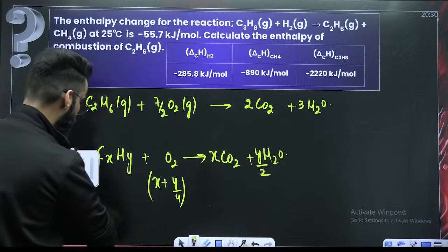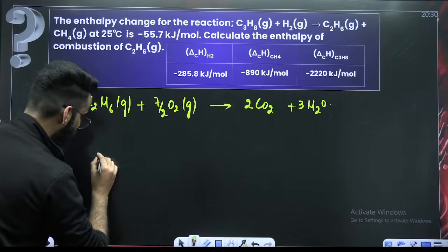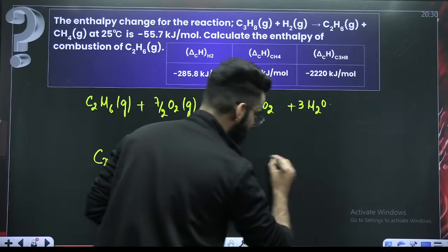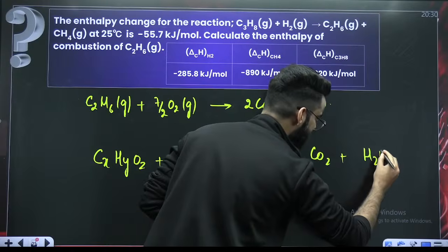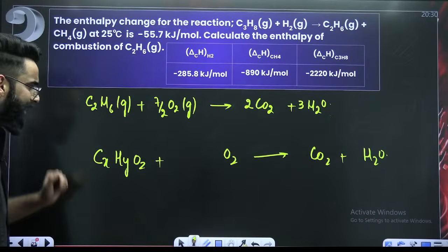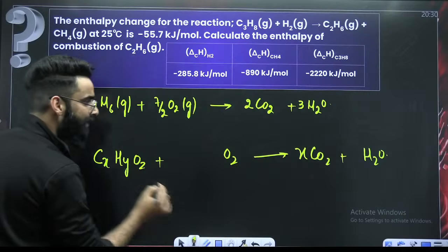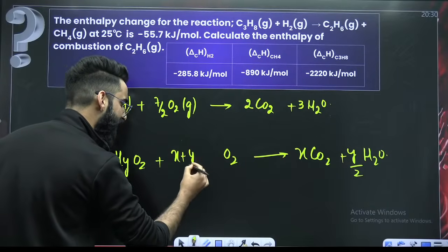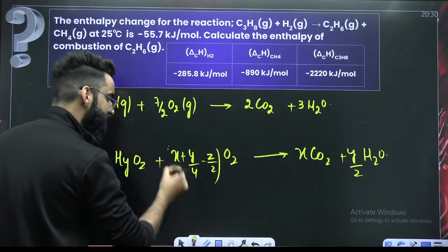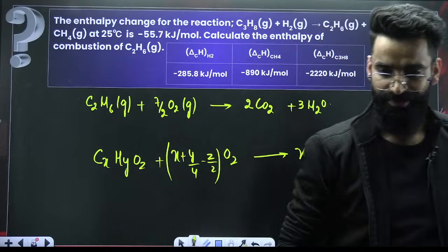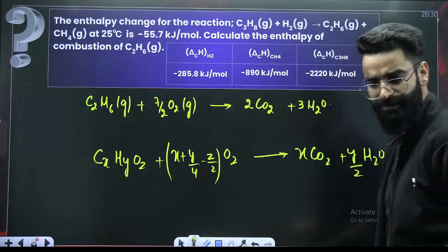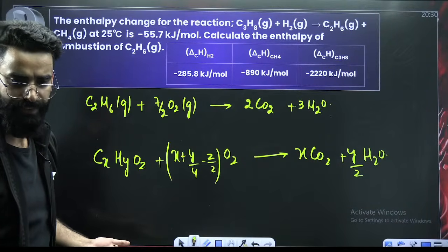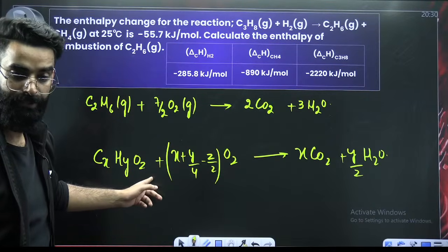One more thing: suppose you have CXHYOZ and you are doing its combustion. It will give you carbon dioxide and water as well. How do you balance this? Make this X here, keep Y by 2 here, and the coefficient of O2 is X plus Y divided by 4 minus Z by 2. This is how you are going to balance it. That's all. Do remember this particular thing.